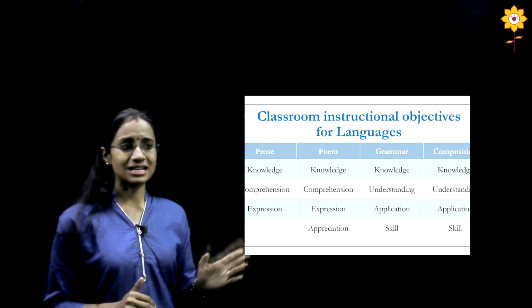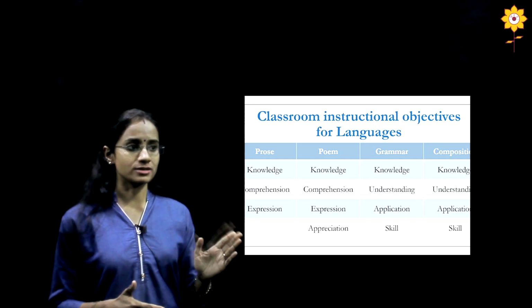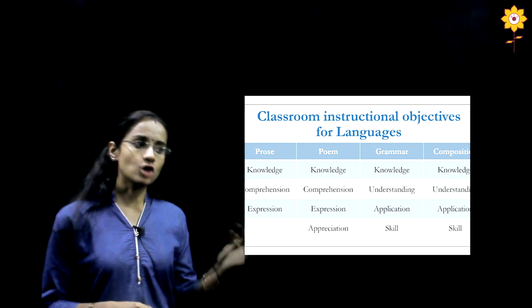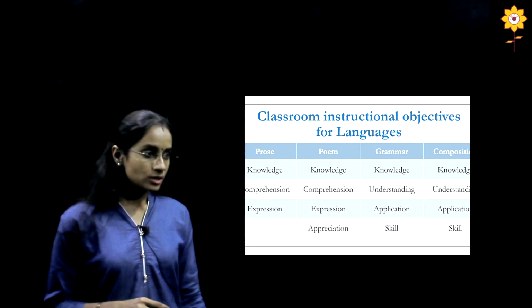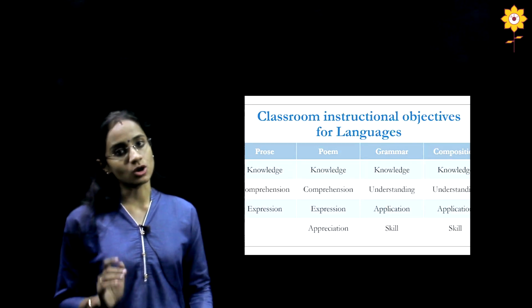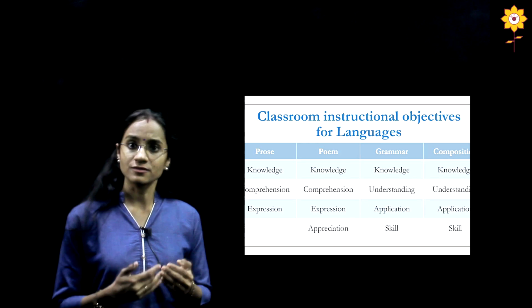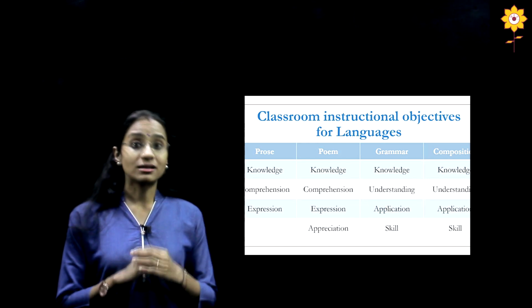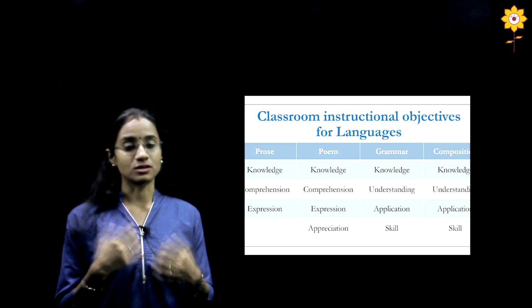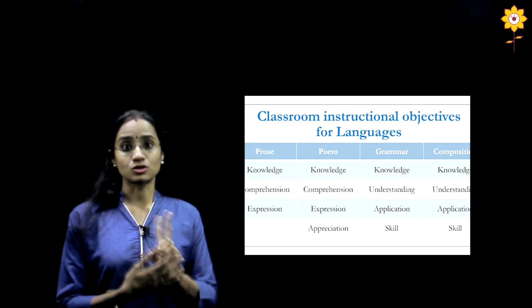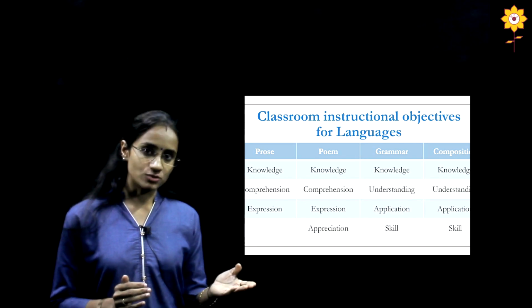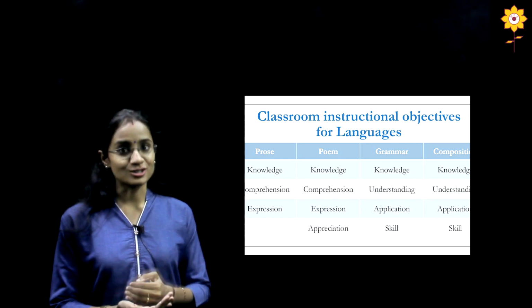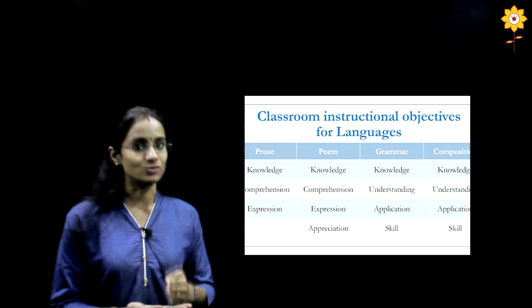And for grammar it is the same as maths, so it is knowledge, understanding, application and skill. And for composition also it is knowledge, understanding, application and skill. So these are the things that you will keep in mind when you frame your objectives in your respective subjects. Okay, so in this session we have understood what objectives are. We understood there are two types of objectives, general objectives and specific objectives, and we have discussed and understood how to write general objectives.